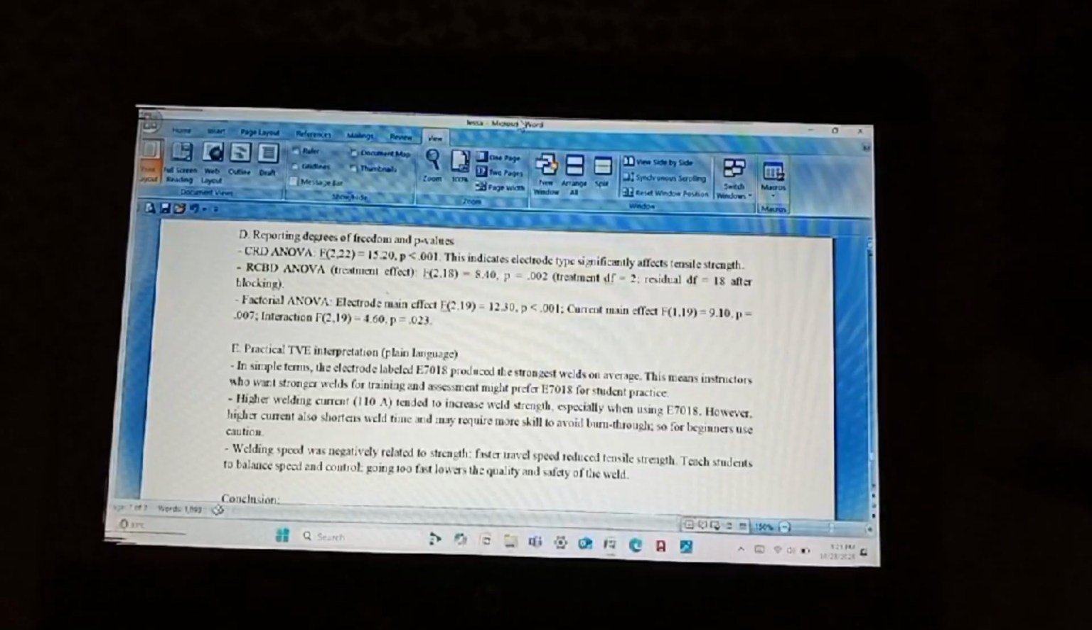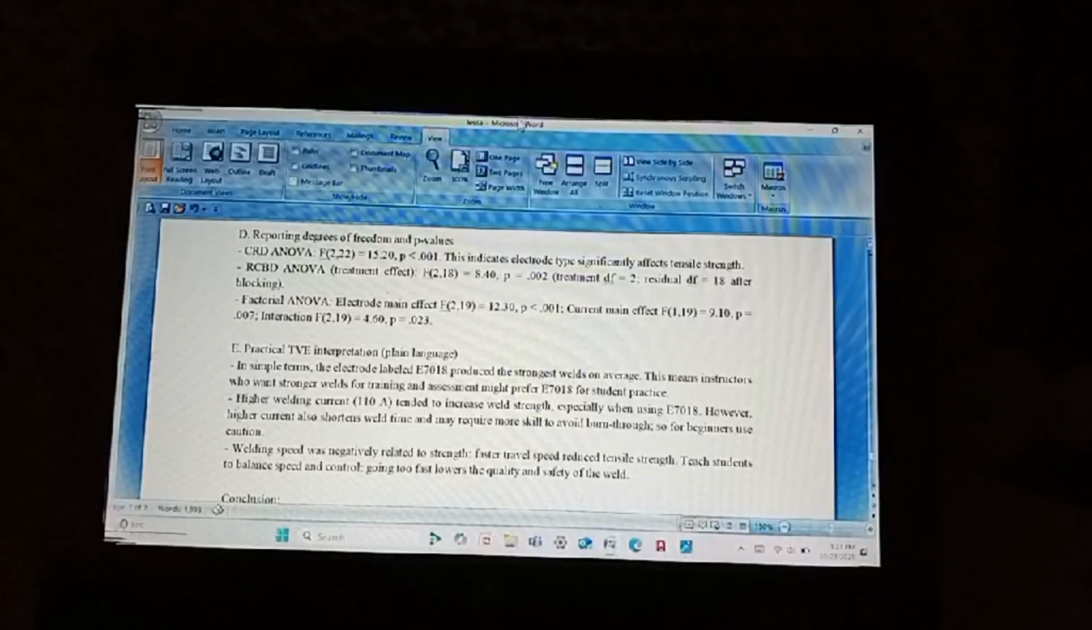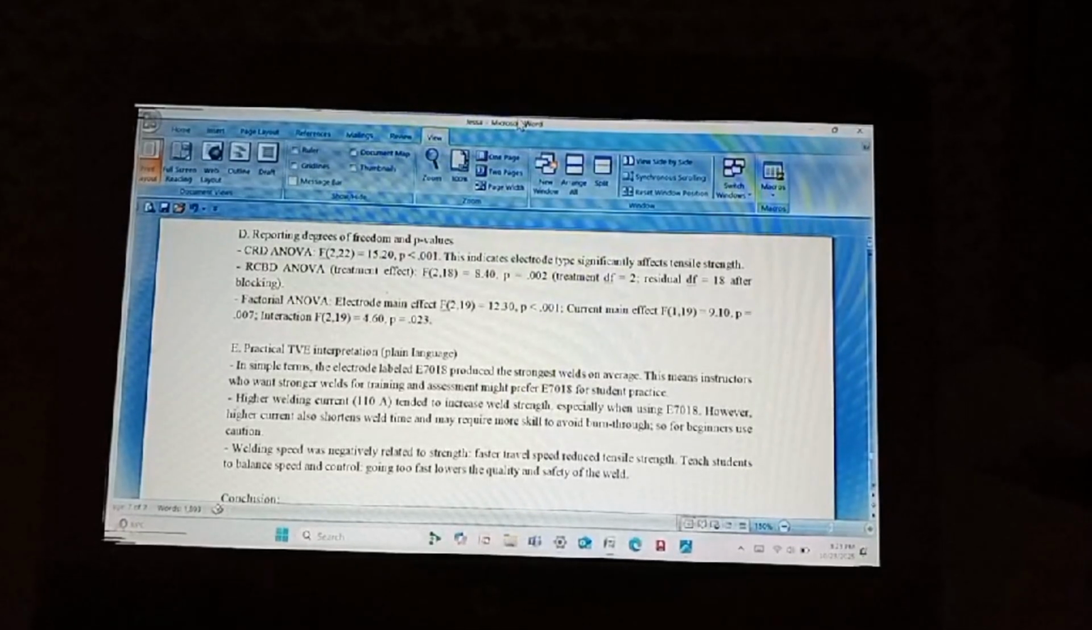D. Reporting degrees of freedom and p-values. CRD ANOVA: F(2,22) equals 15.20, p is less than 0.001. This indicates electrode type significantly affects tensile strength. RCBD ANOVA treatment effects: F(2,18) equals 8.4, p equals 0.002. Treatment df equals 2. Residual df equals 18 after blocking.